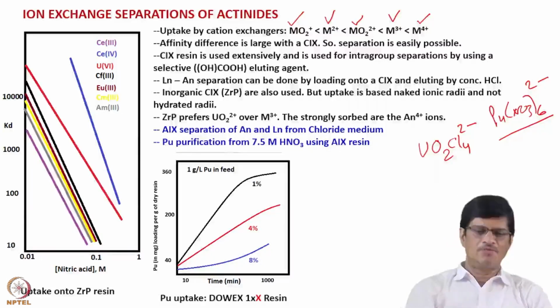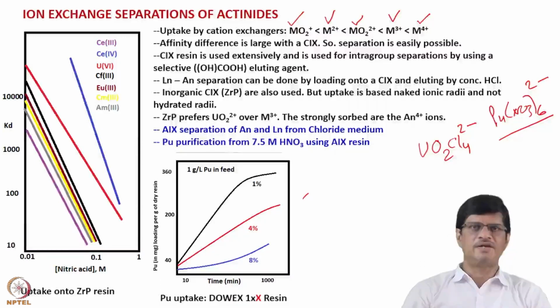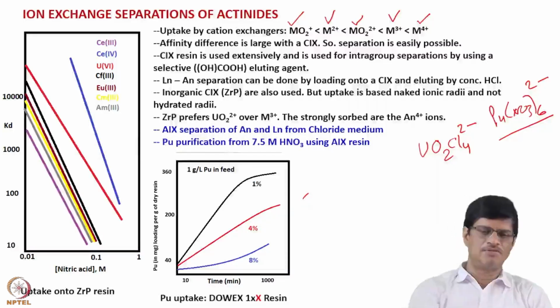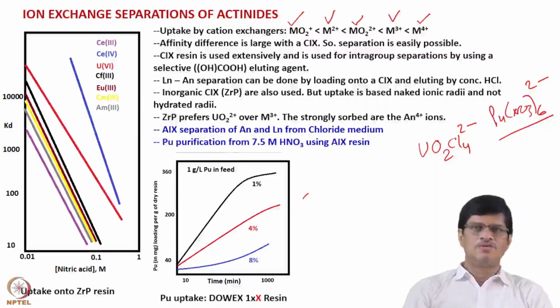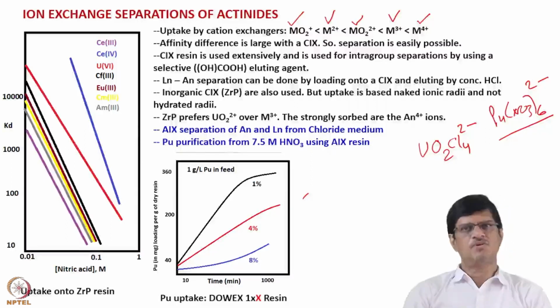I have given a profile of this plutonium uptake by anion exchange reagent from the nitrate medium. See that the cross-linking of the anion exchange reagent has a role. Increasing the cross-linking, the uptake of plutonium has decreased. Three different cross-linkings are given: 1%, 4%, and 8%. And you see that with 8% cross-linking, that is Dowex 1 cross 8 resin, the uptake of plutonium has been much lower than that of the 4% cross-linked resin, which is much lower than that of the 1% cross-linked anion exchange resin.